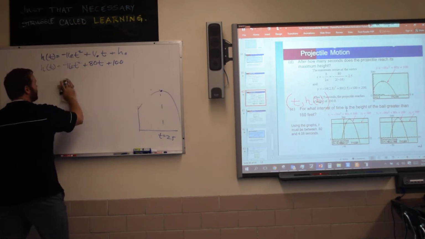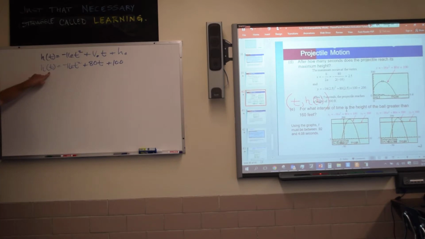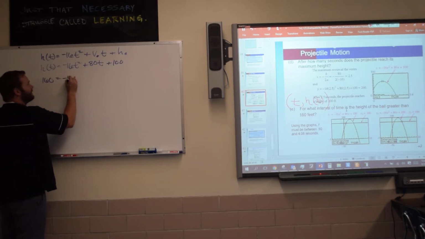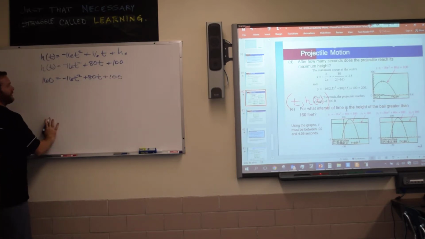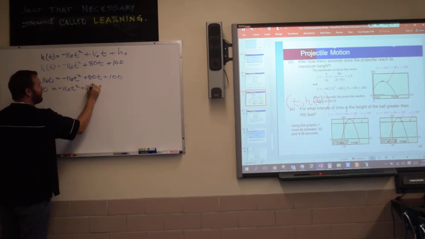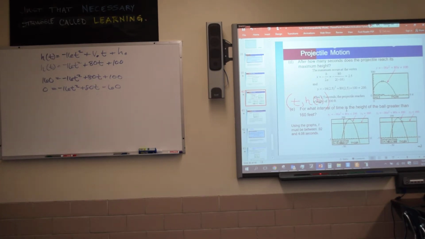Okay? So we're interested now, instead of this being h of t, in a specific value they want that to be. They want it to be 160. So I'm going to subtract that 160 from both sides, and we get something like that, right? Now a lot of these are kind of ugly in regards to factoring, so what we want to do is just go ahead and use the quadratic formula.